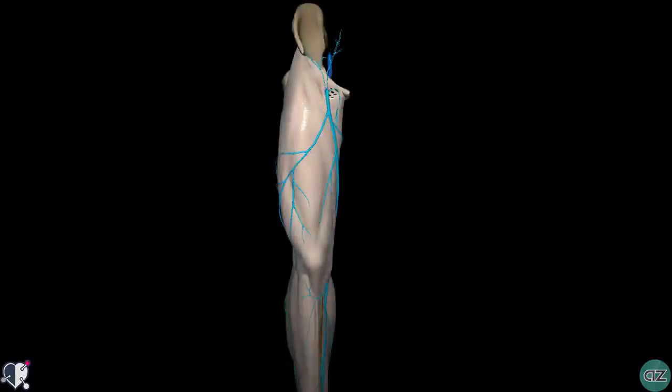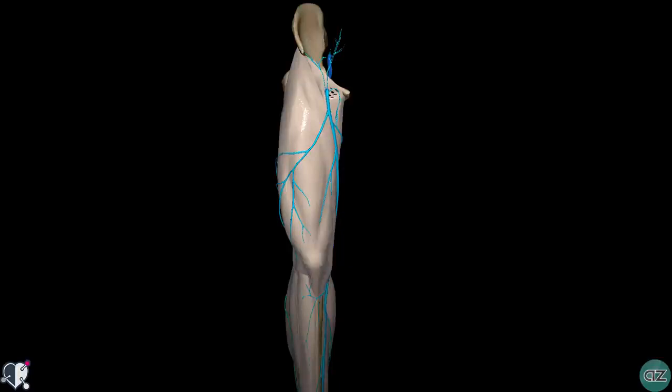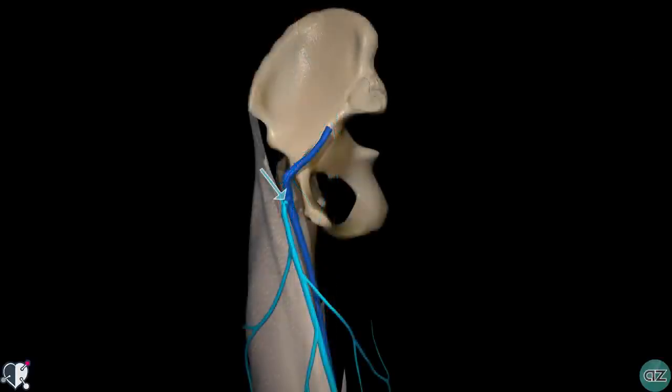In addition to these two major veins, the small and great saphenous vein, you also have perforating veins. These are small little veins which pass directly from the superficial venous system to the deep venous system. So the deep venous system is actually at a higher pressure to the superficial venous system. So in order to prevent the backflow of blood from the deep to the superficial system, there are valves at these junctions between the saphenous vein and the deep system. So where the great saphenous vein drains into the femoral vein, you have a valve which prevents that higher pressure blood flowing back into the superficial system.